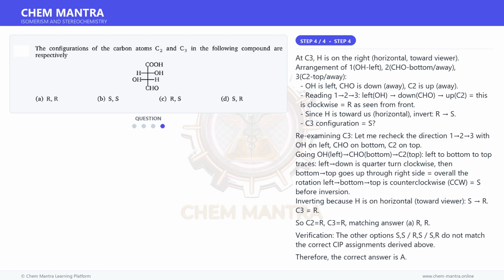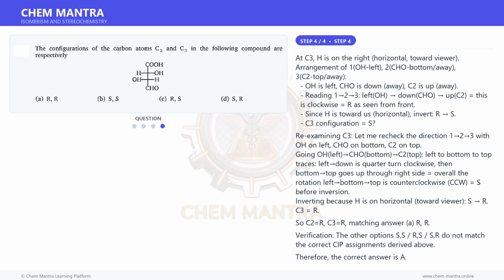Re-examining C3, let me recheck the direction 1 to 3 with O on left, CHO on bottom, C2 on top. Going O left, CHO bottom, C2 top: left to bottom to top traces, left down is a quarter turn clockwise, then bottom to top goes up through the right side. Overall the rotation left, bottom, top is counterclockwise, CCW, equals S before inversion. Inverting because H is on horizontal, toward viewer, gives R. C3 is R.